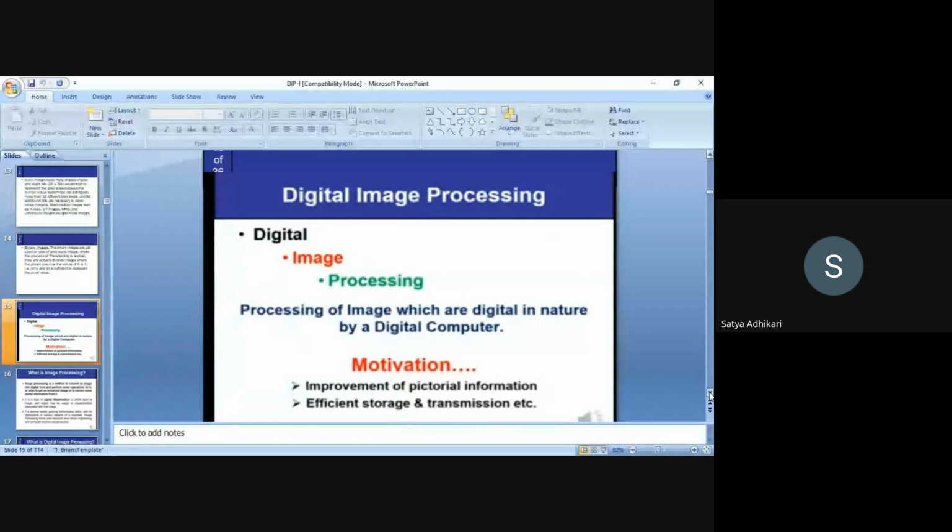Efficient storage and transmission. If you process it, you can store it. You may squeeze its size. If some part is blurred or unclear, you can recover it. You can increase the quality of an image after processing. Suppose an image is not clear, not visible; there is some technique by which you can increase its quality.